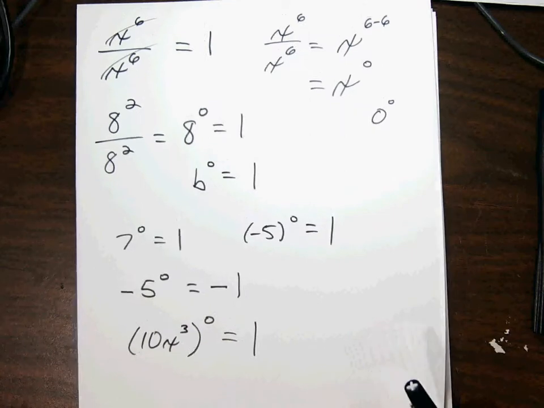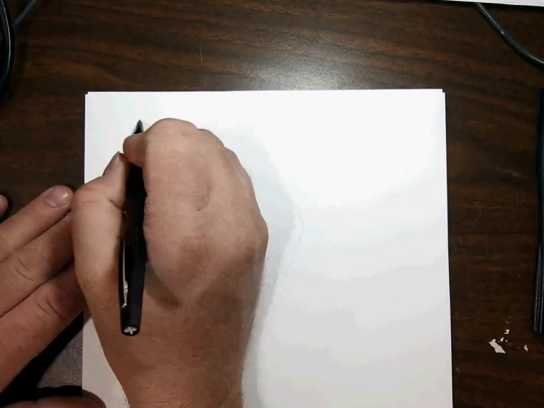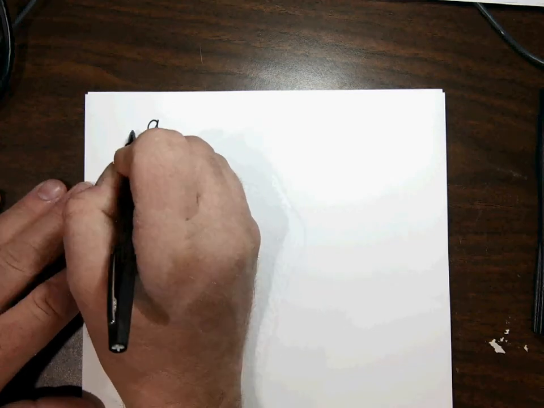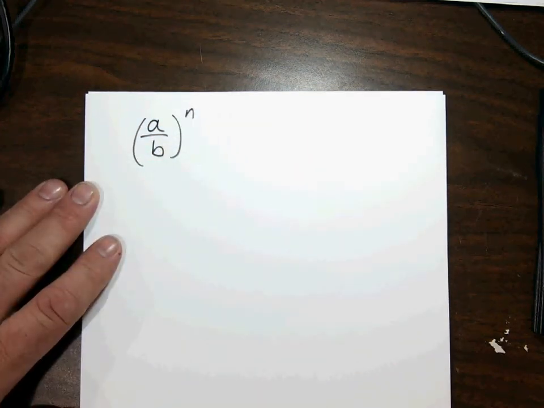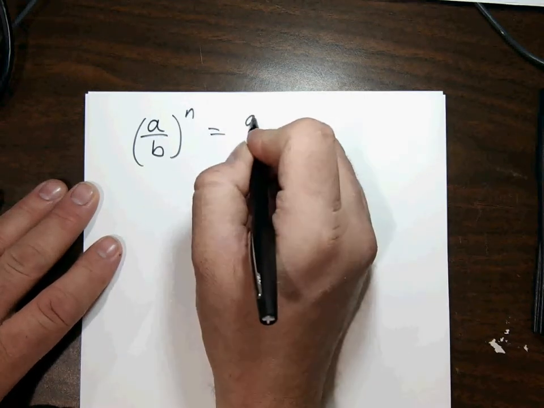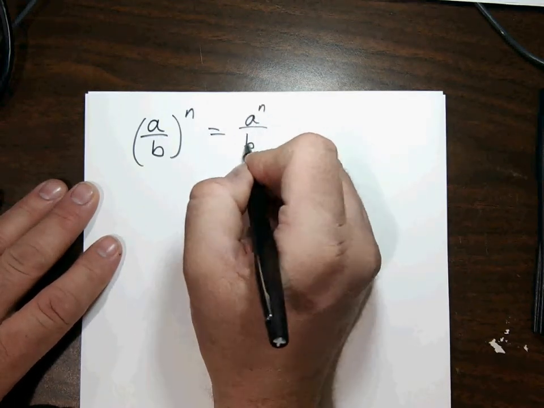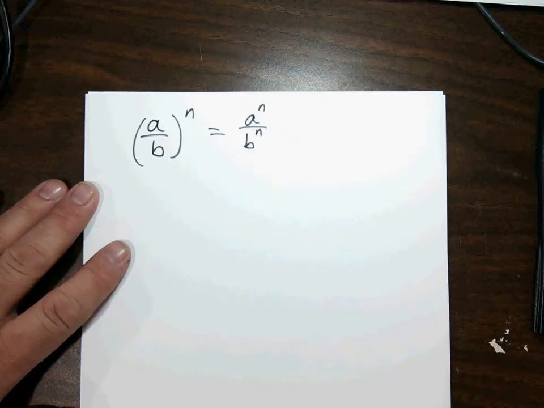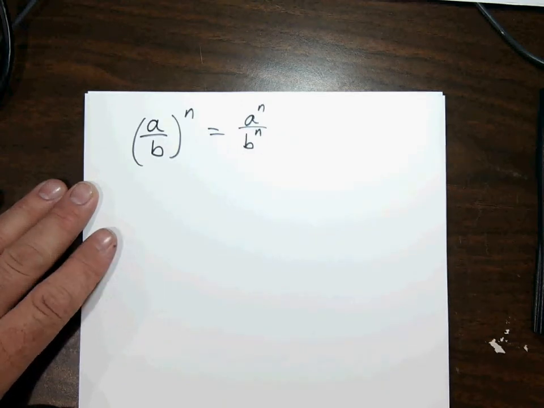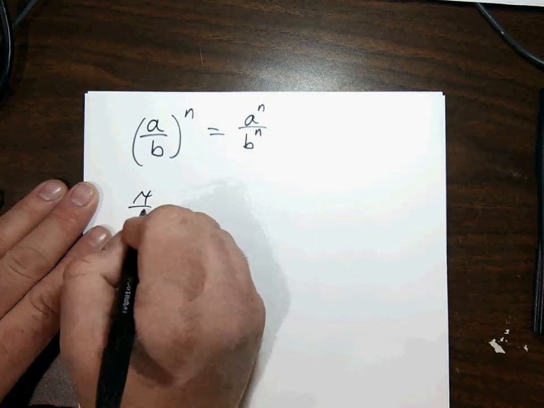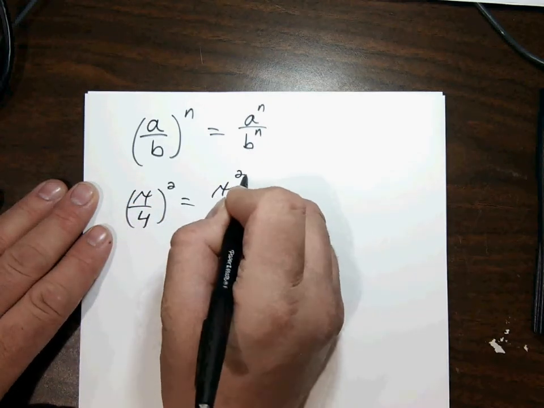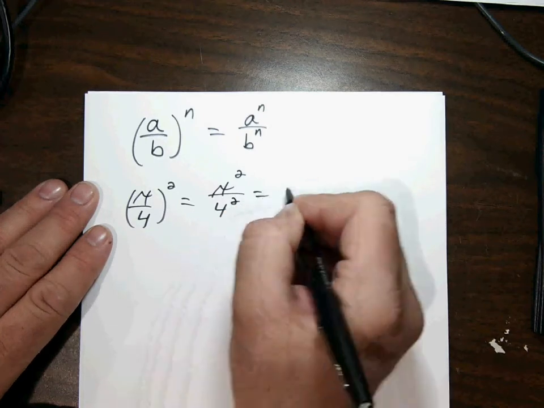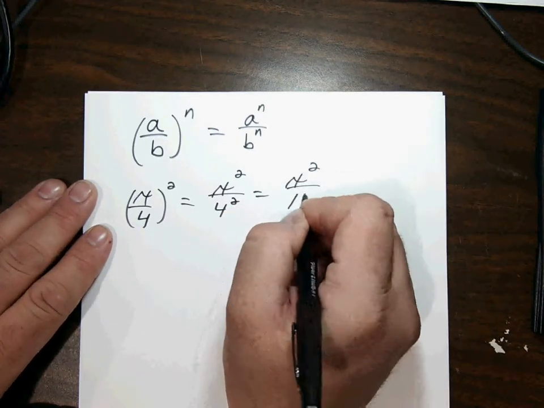Alright. If I have the quotient of two things, I'm dividing two things, and they have an outer exponent, like I'm going to take some a divided by b and I'm going to raise that fraction to the power of n. Well, everybody gets a raise. A to the n over b to the n. Just that simple. So if I've got x over 4 and I want to square it, that's just x squared over 4 squared, which I would call x squared over 16.